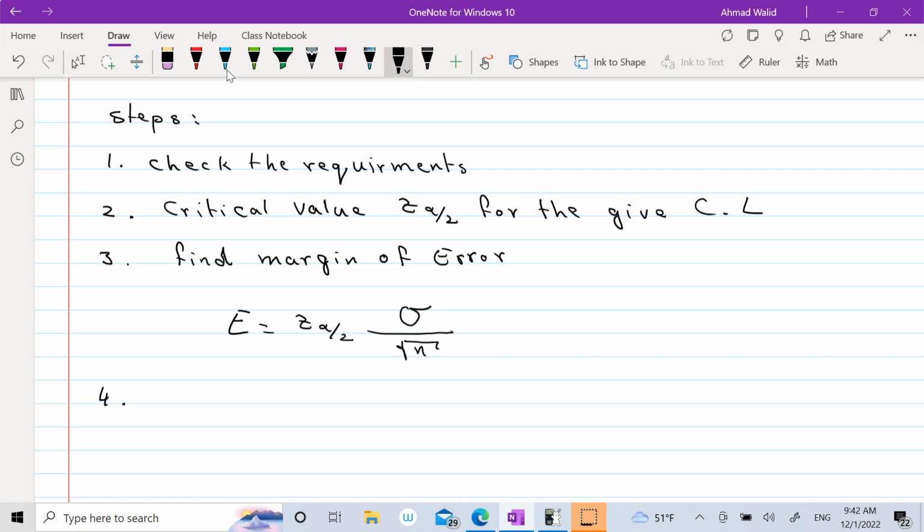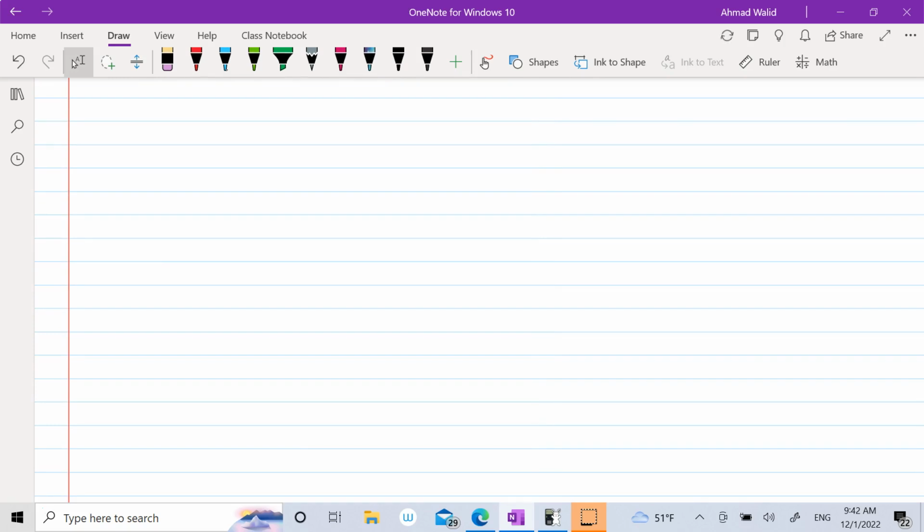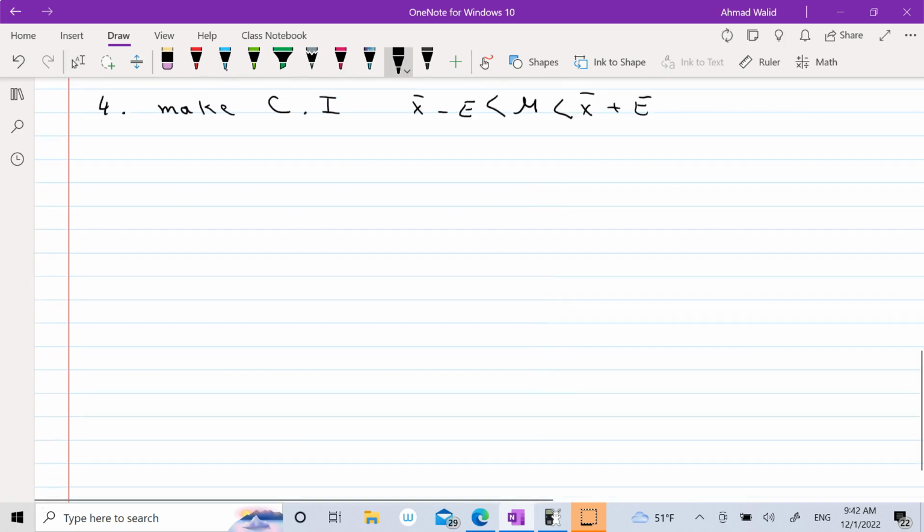Step number 4, make a confidence interval, which is, I was close to write p, now we are dealing with mu, which is mu less than x bar plus e and greater than x bar minus e. That's it. That's the 4th step. If you follow these 4 steps, you can solve any problem, right? Now, an example.